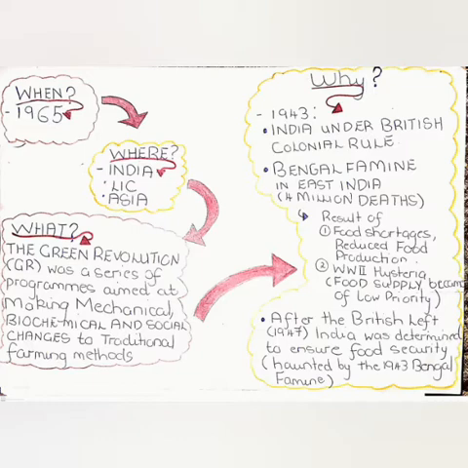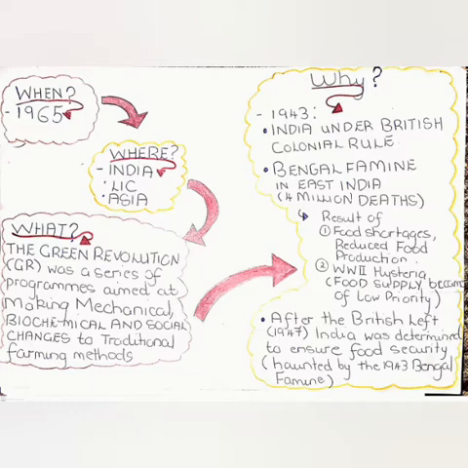So the Green Revolution was a series of programs that were put in place and were aimed at making mechanical, social and biochemical changes to the traditional farming methods in India. And I'm going to go into further detail of the specific mechanical, biochemical and social changes that were put into place. We're going to look at some of the reasons why India decided to take part in the Green Revolution.